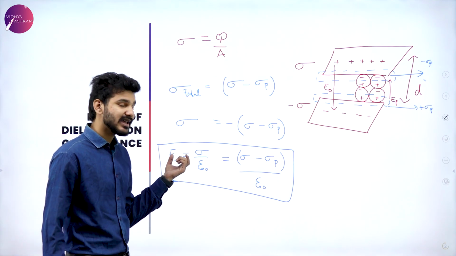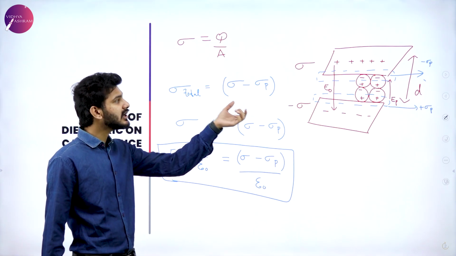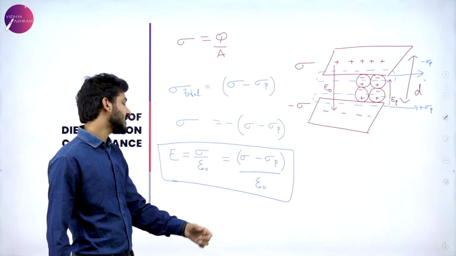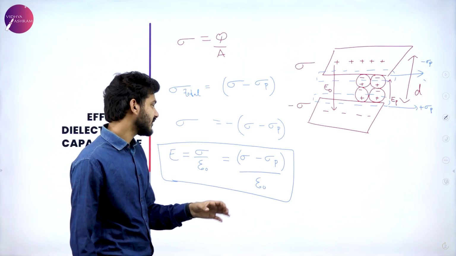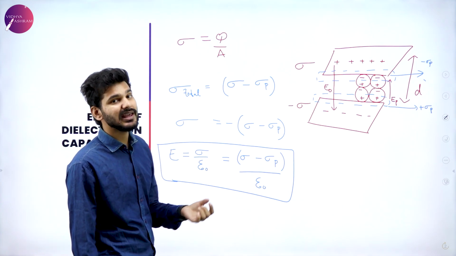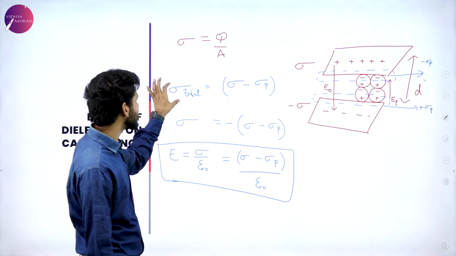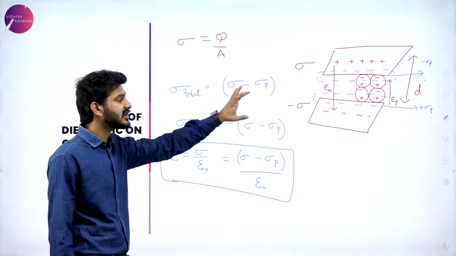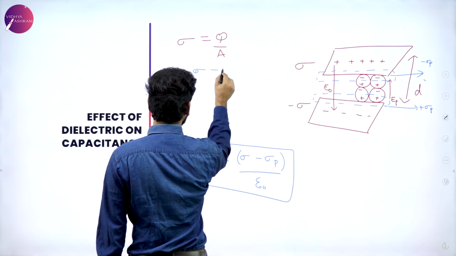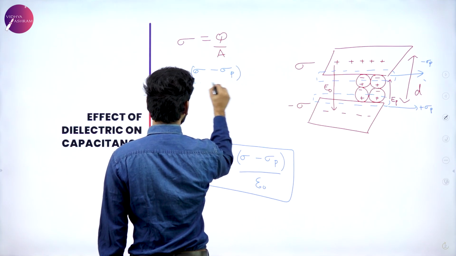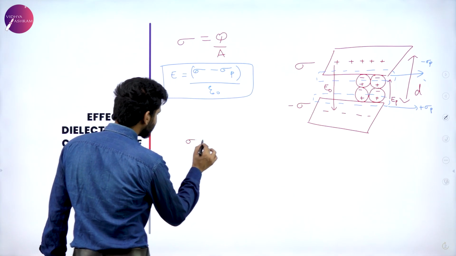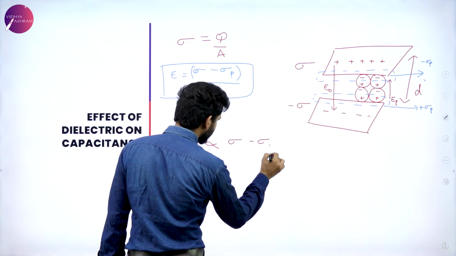So this is how we can express the electric field of a parallel plate capacitor in between which a dielectric material is placed, in terms of charge density. Now the equation is not over because it is slightly complicated, so we are going to reduce it down even further. For that, we are going to assume the relation that sigma is directly proportional to sigma minus sigma p.